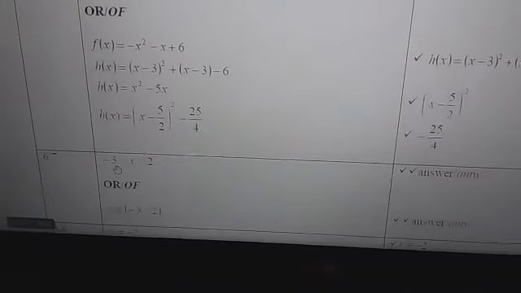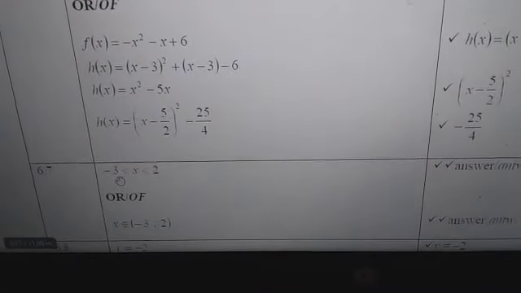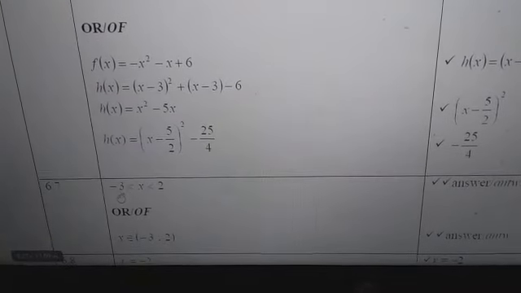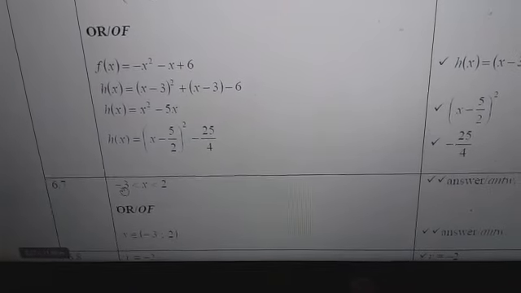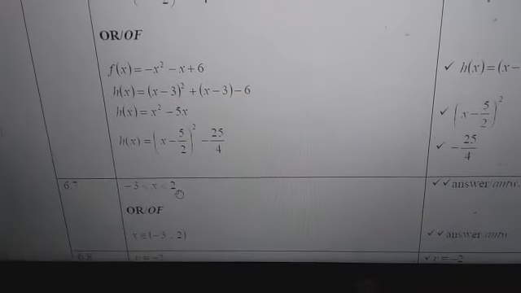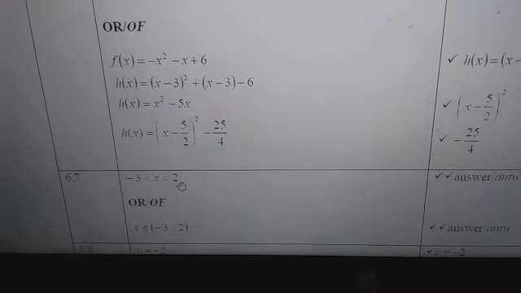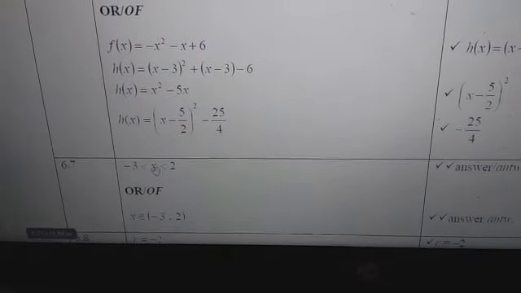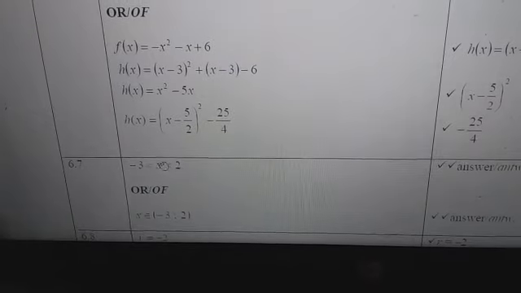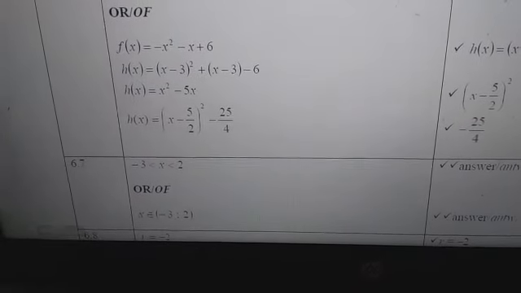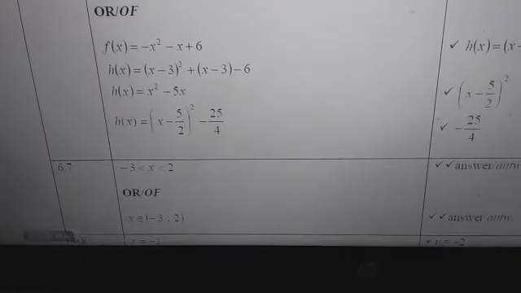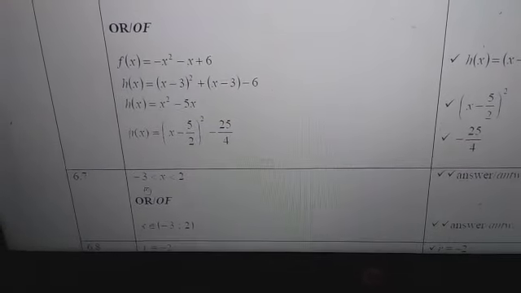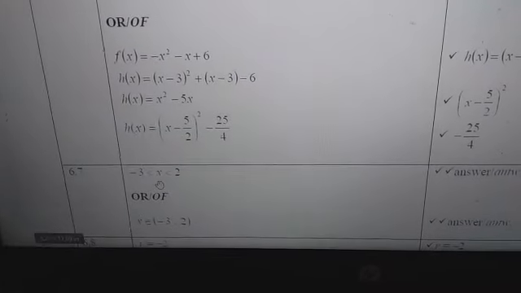Remember, they were saying for which values of x would f of x be greater than 0? We said that x must be between -3 and 2. So x has to be greater than -3, but less than 2. If you are not clear with this part, you can raise your issue so that I can address that specifically. Okay.